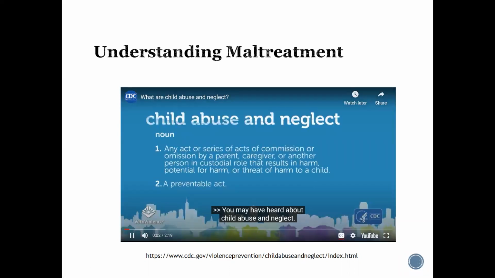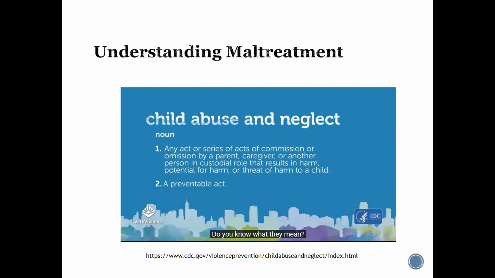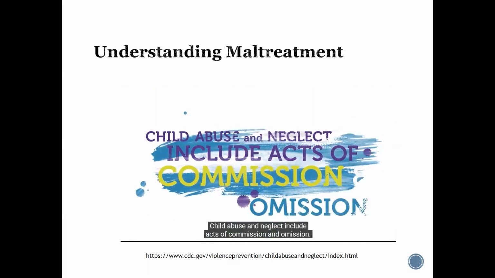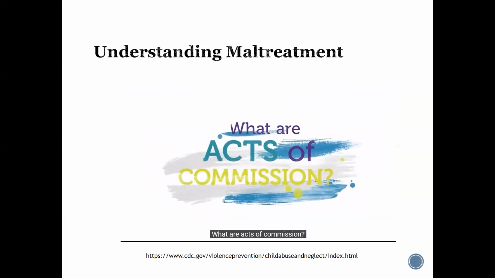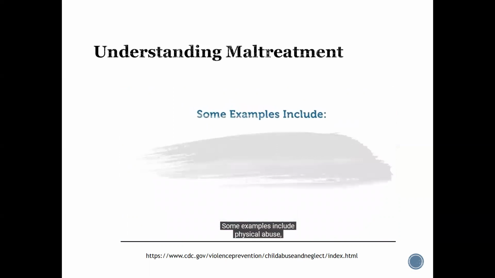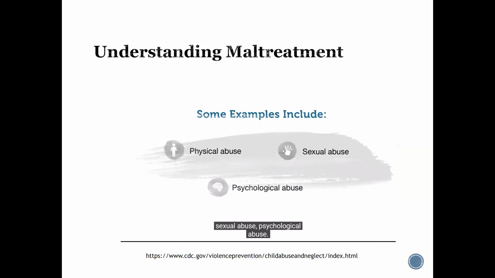You may have heard about child abuse and neglect. Do you know what they mean? They include acts of commission and omission and are preventable. Child abuse and neglect include acts of commission and omission. What are acts of commission? Acts of commission are deliberate and intentional. However, harm to a child might not be the intended consequence. Some examples include physical abuse, sexual abuse, psychological abuse.